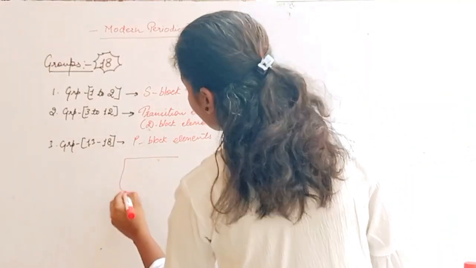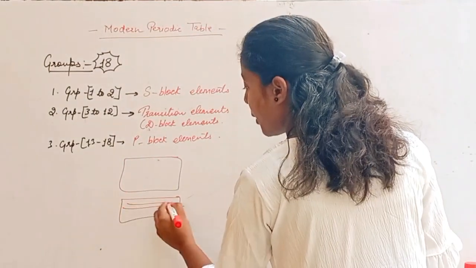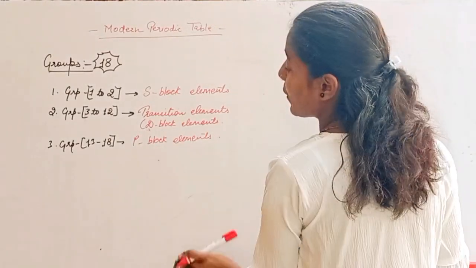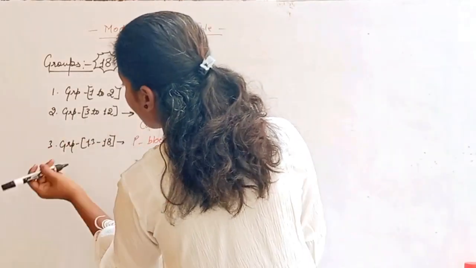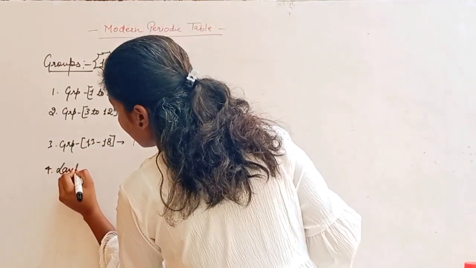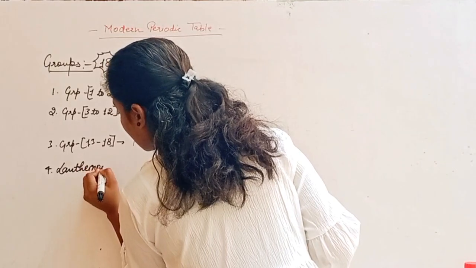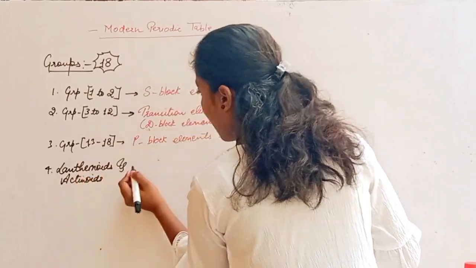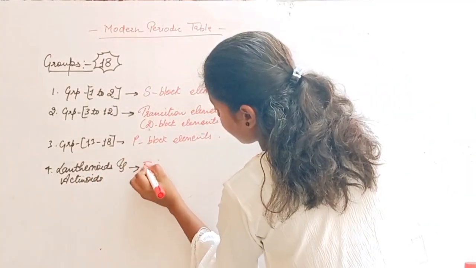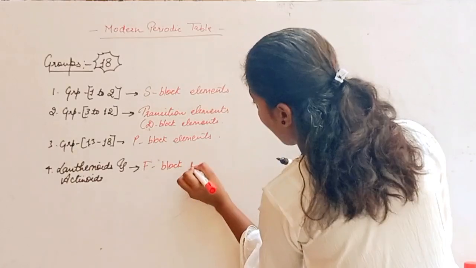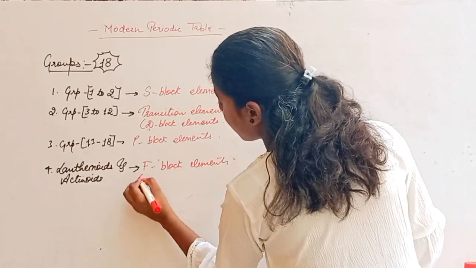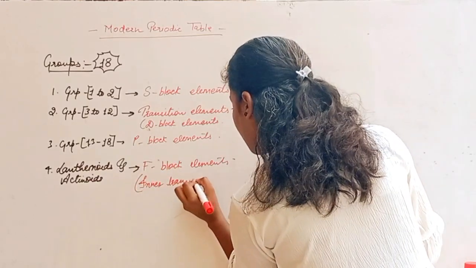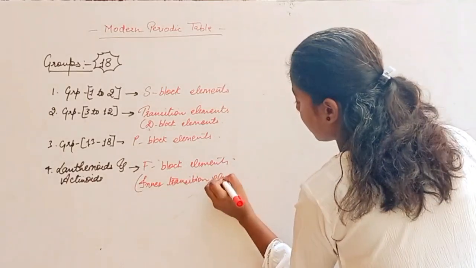Now, in the periodic table there are 2 groups at the last. What are they known as? They are known as lanthanoids and actinoids, called F block elements, also known as inner transition elements.